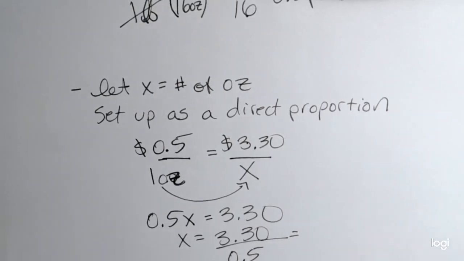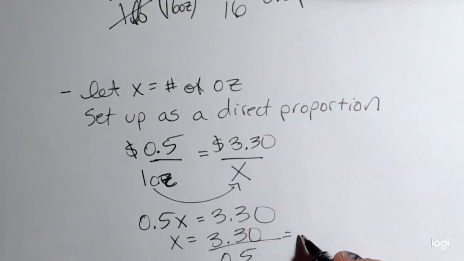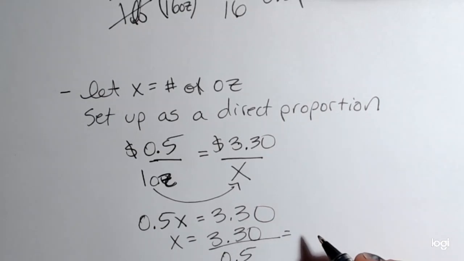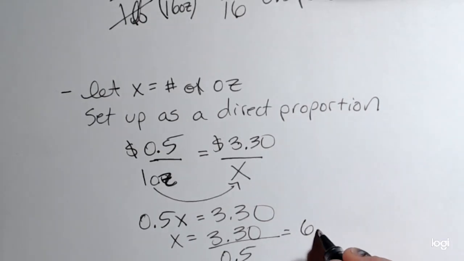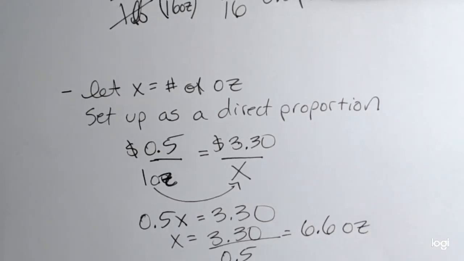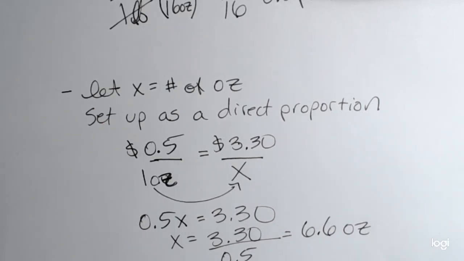Last step is to divide both sides by 0.5 to isolate x. And doing that division, you get 6.6 ounces. Okay, so you can buy 6.6 ounces of coffee for $3.30.